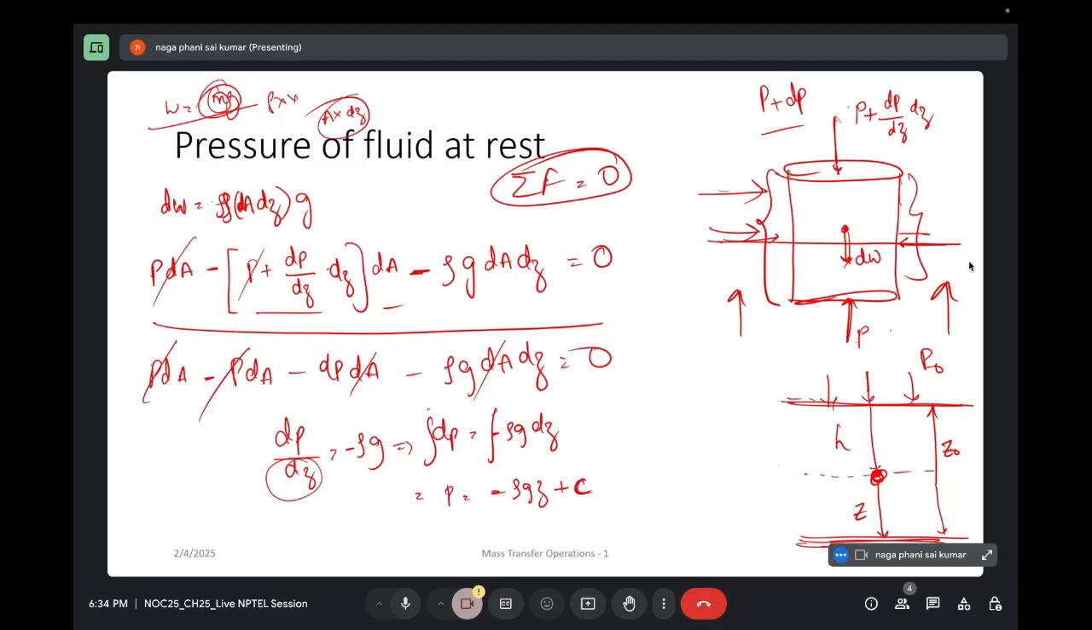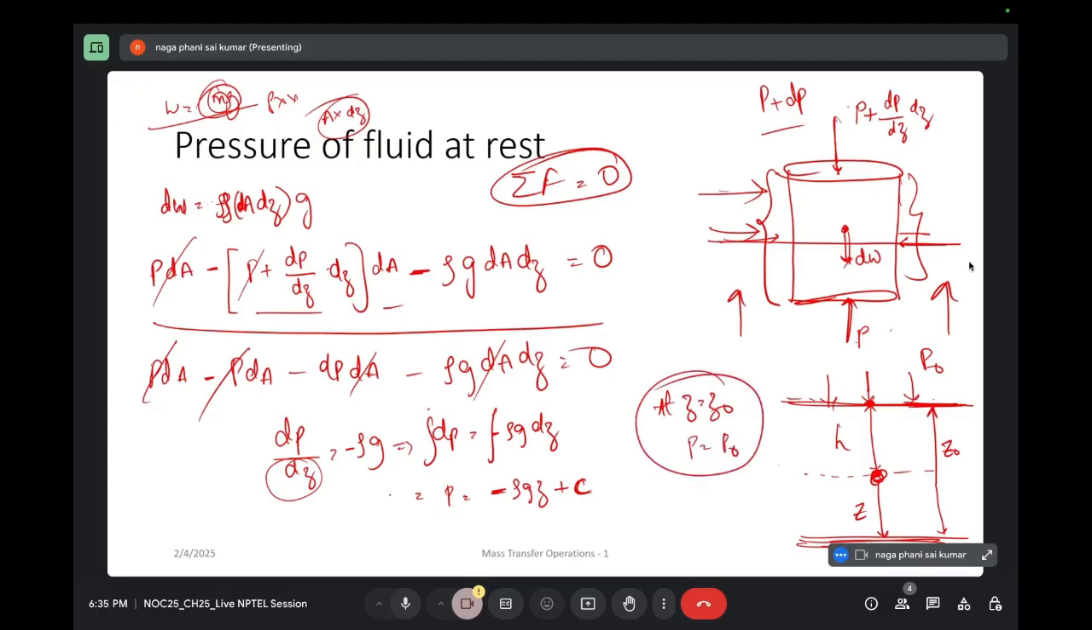So how do you find the integration constant? At a value of z is equal to 0, what is the value of P? It will be atmospheric pressure, right? So using that condition you can calculate the value of C. Or sorry, H will be 0, right? Here H will be 0, whereas the value of Z will be equal to this entire distance, or Z naught. So at Z is equal to Z naught, P is equal to P naught, that is atmospheric pressure.